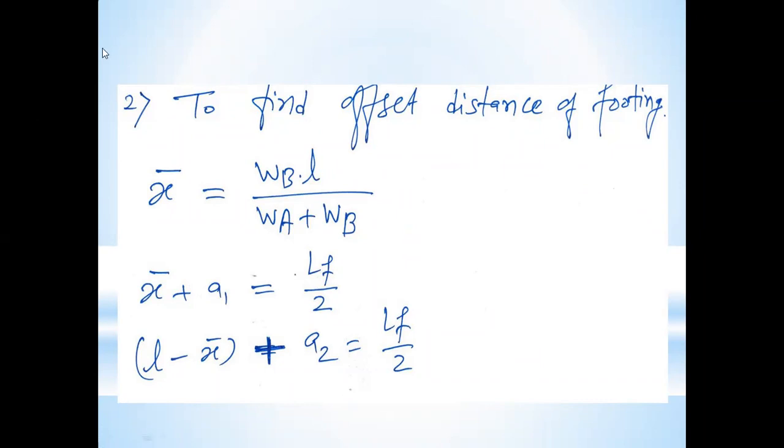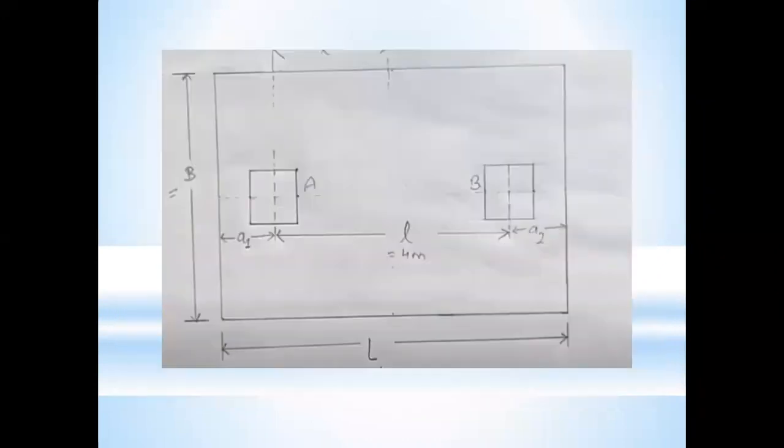How do we calculate the offset distance of the footing? For that we already know WA and WB, that is the loads of column A and column B. From that, the total load WA plus WB, X bar is equal to WB into L divided by WA plus WB, and we directly get X bar. Okay, X bar and LF, we see from the figure.